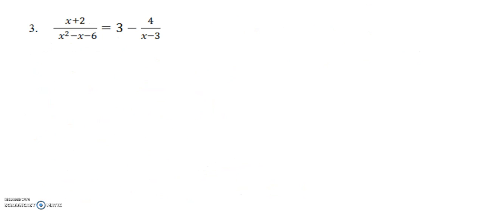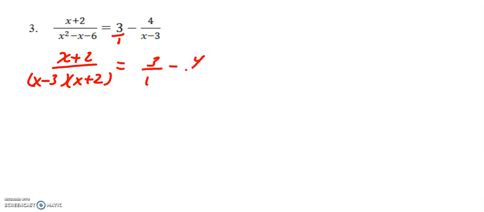The last example, I want you to notice a couple things. One, that this is really 3 over 1. Also, that this denominator can be factored. So if I do that first, two numbers that multiply to be negative 6 and combine to be negative 1 would be x minus 3, x plus 2. And that would be equal to everything that you see.